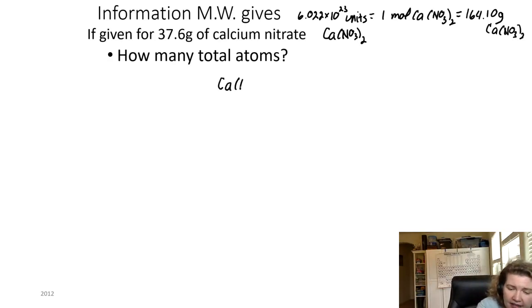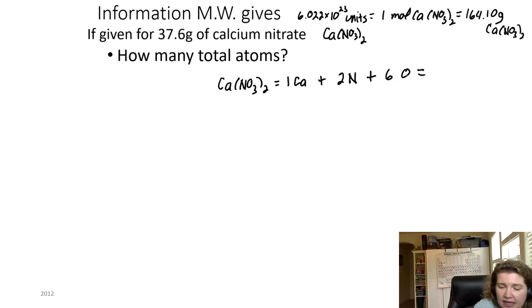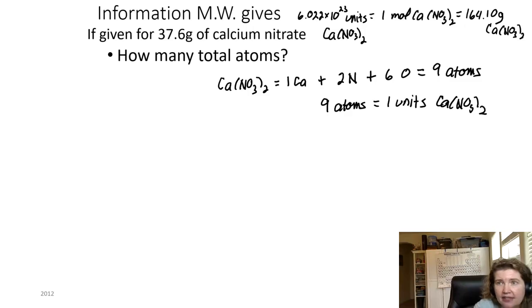Calcium nitrate is 1 calcium plus 2 nitrogens plus 6 oxygen atoms. So what I've really got there, 6, 7, 8, there's 9 atoms. So that's another relationship. You have to have 9 atoms in order to make 1 unit of calcium nitrate. So this just becomes another unit analysis type question.